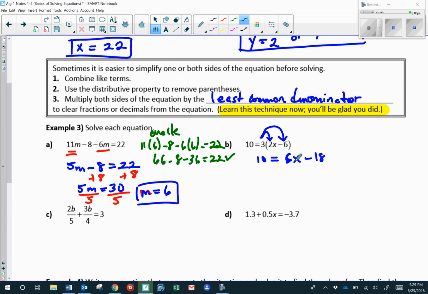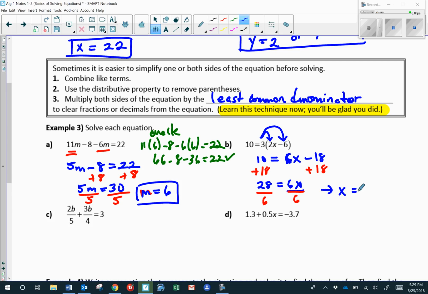Now we want to undo the things that are happening to x. The things that are happening to x are multiplication by 6 first, and then subtraction of 18. So to undo those, we're going to undo the subtraction first. And that gives us 28 is equal to 6x. And then we'll undo the multiplication by 6. And then that gives us a result of x is equal to 28 over 6.